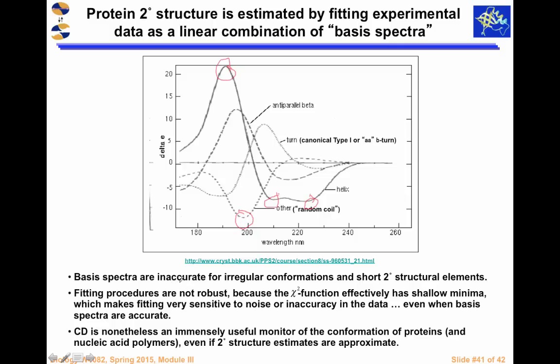I guess one other thing I would like you to remember here is what's this point here. The fitting procedures are not robust because the chi-square function has a shallow minimum, and that makes curve fitting sensitive to noise or inaccuracy, even with good basis spectra. Basis spectra are inaccurate for irregular conformations and some secondary structural elements, an additional complication. So you've got to be careful when you do CD, and again, it's a semi-quantitative estimation of secondary structure content.